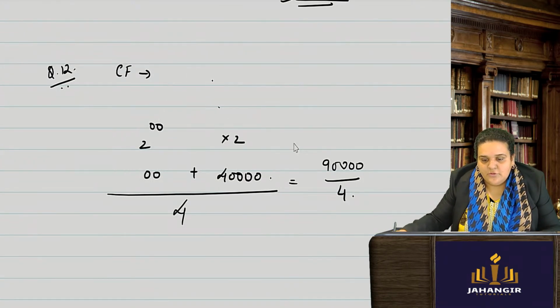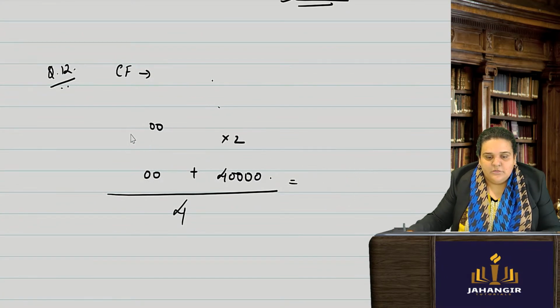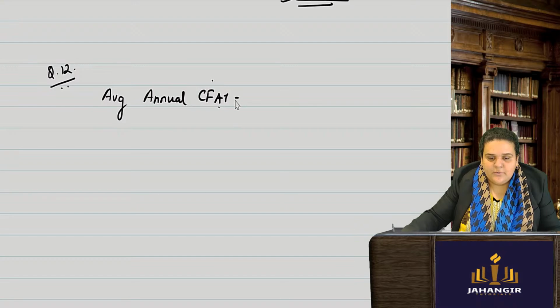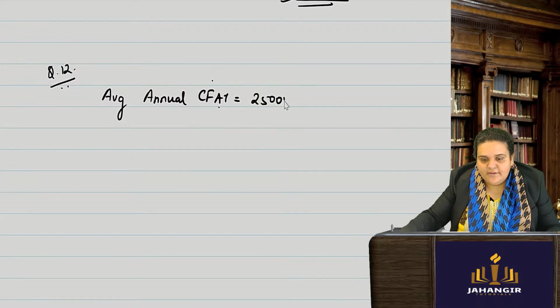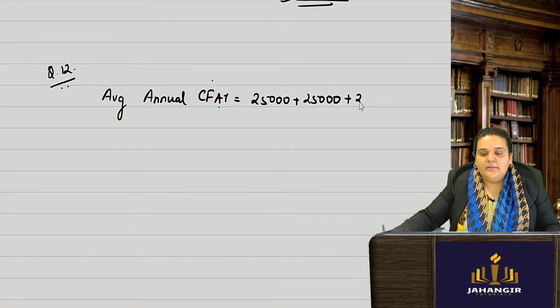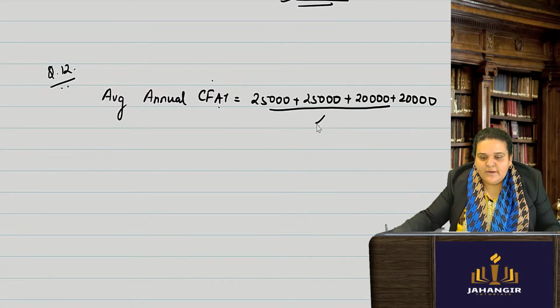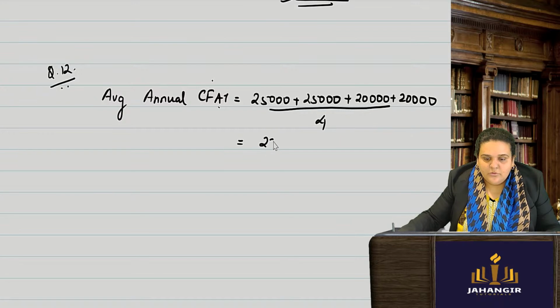Even this is confusing to you all, no? So I will write it out. Average annual cash flow after tax is equal to: first year 25,000, next year also 25,000, then the last 2 years which are left, 20,000. So for the 4-year average, divide by 4, and you'll get 22,500.